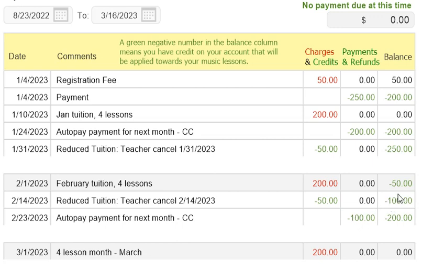So their $100 credit plus another $100 charge that we just did means they have $200 credit going into the beginning of this month, March, and there's a $200 charge for the 4 lessons expected in March. Again, $200 charge, but they had a $200 credit going into this month, so now their balance is zero. And you can see up here it says no payment due at this time, zero.